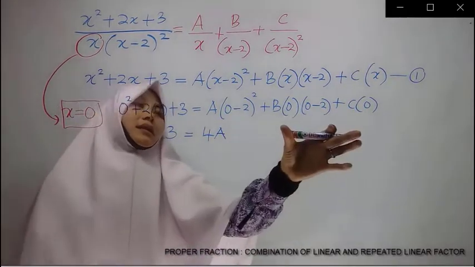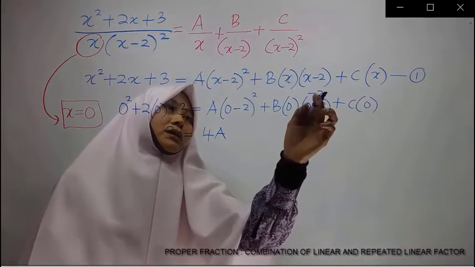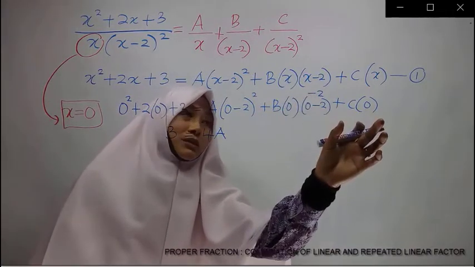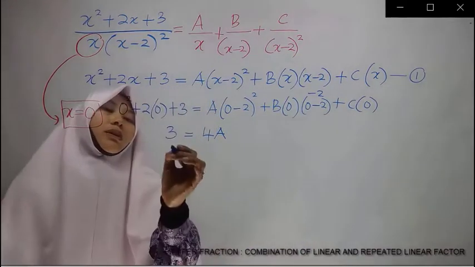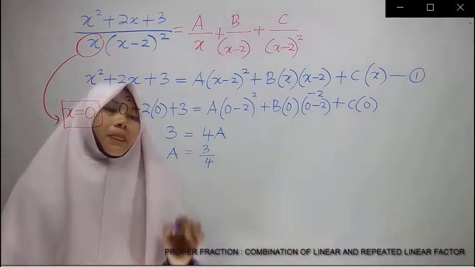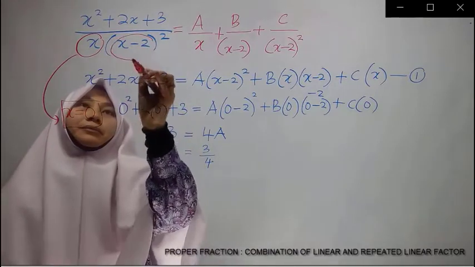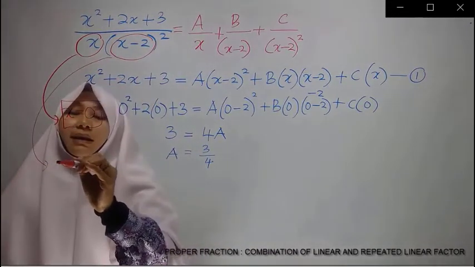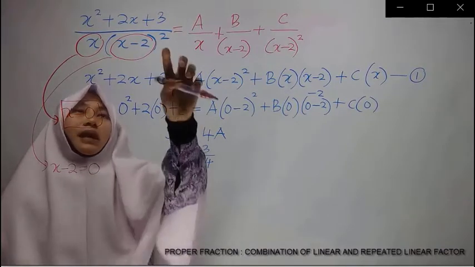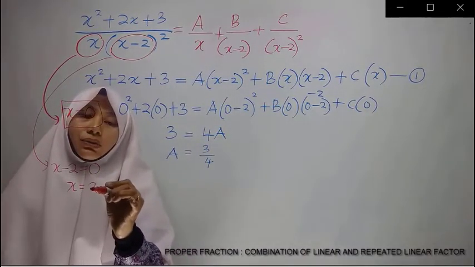See, these both terms, because 0 minus 2 is negative 2, times 0, times B, this term will become 0, and also this term will become 0. So, we can get A equals 3 over 4. Now, the next x value is this one. Just take out x minus 2 and equal it to 0. Ignore the square. Now, x equals 2.